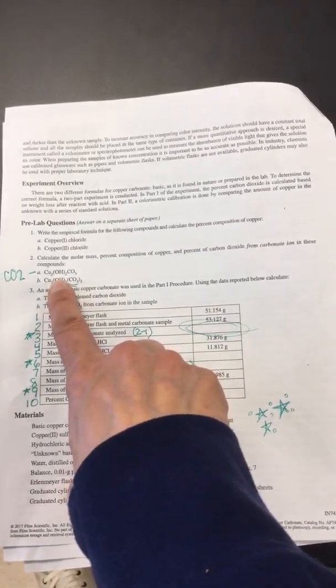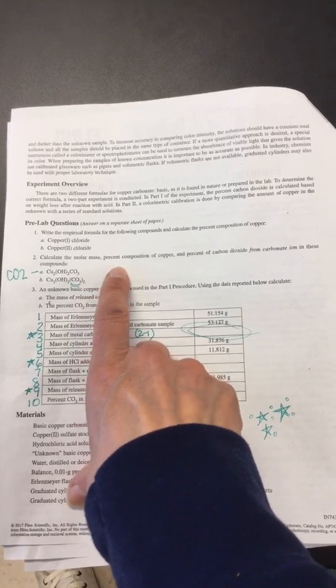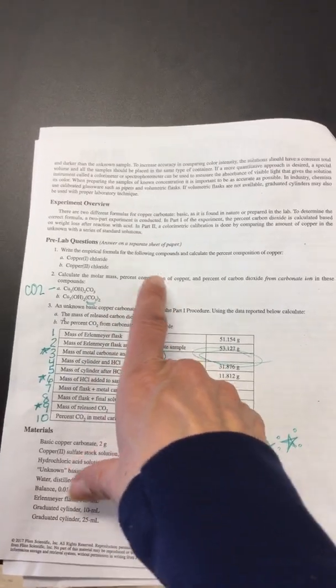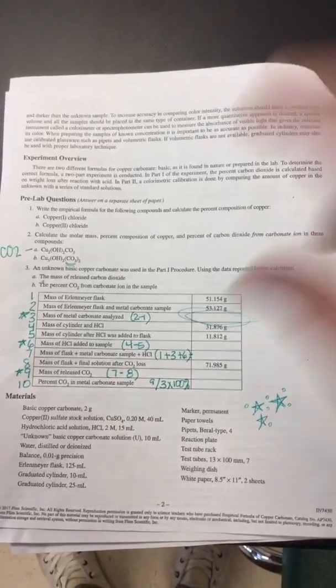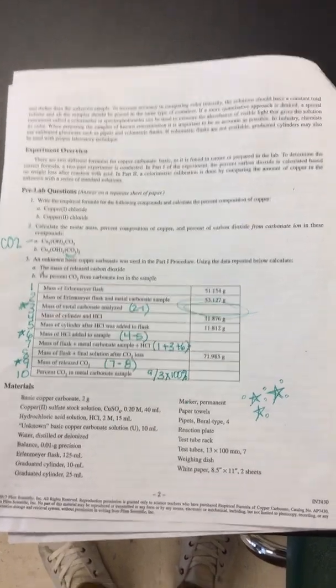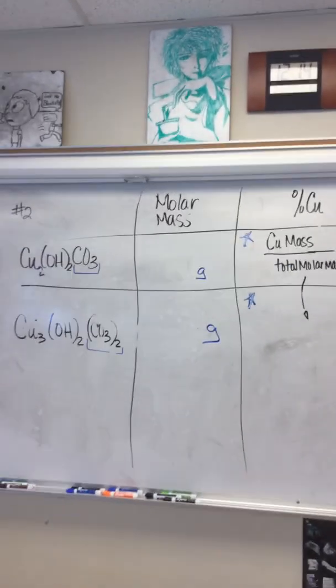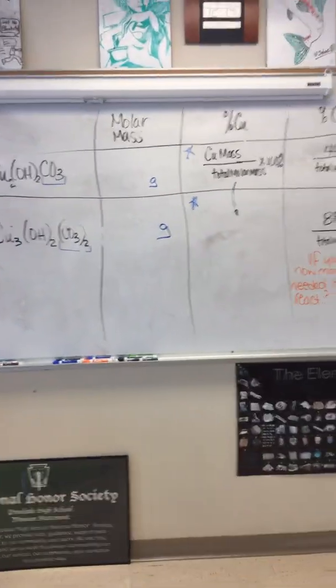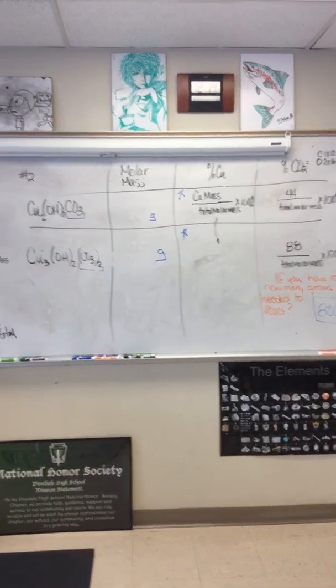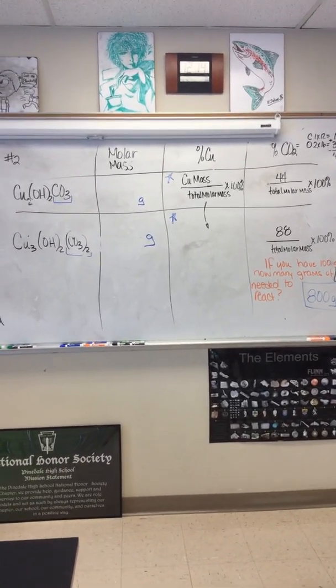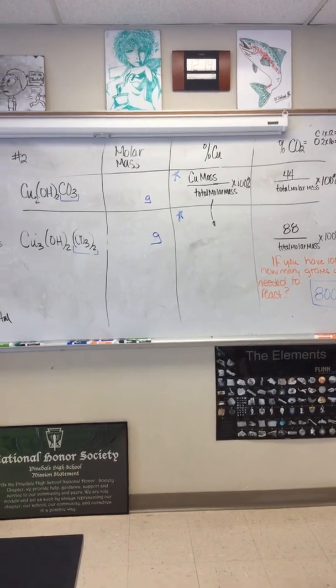The next thing you're going to do, and these formulas are written a little bit differently, is you're going to calculate the molar mass, percent composition of copper, and percent of carbon dioxide from the carbonate ion in these two compounds. One of these compounds was what you were analyzing in the lab, or what I analyzed in the lab. So what I've done, on my board here, for number 2, I kind of have to back it up a little bit. Ignore that stuff that's written in orange. That was from today. You have the two compounds.